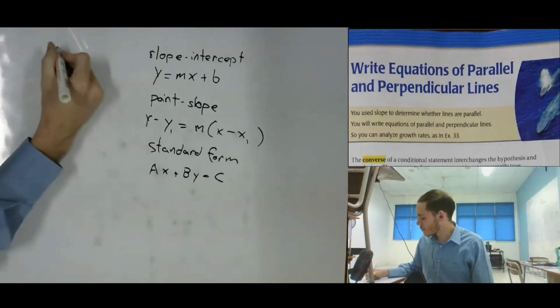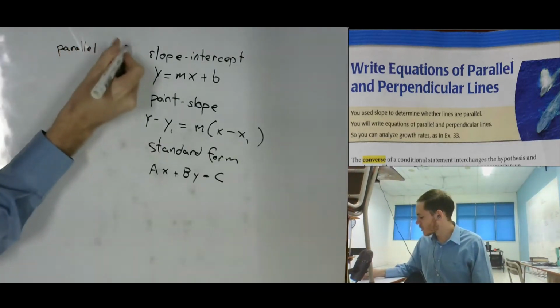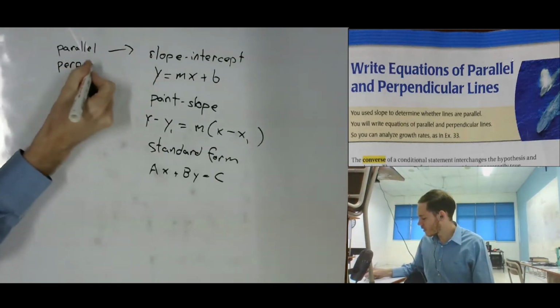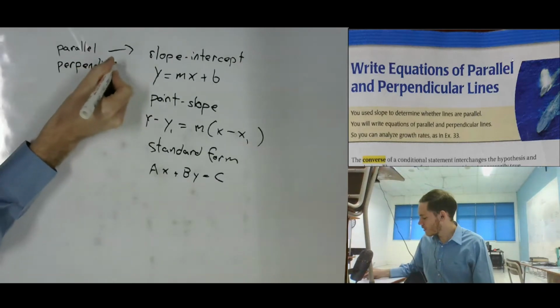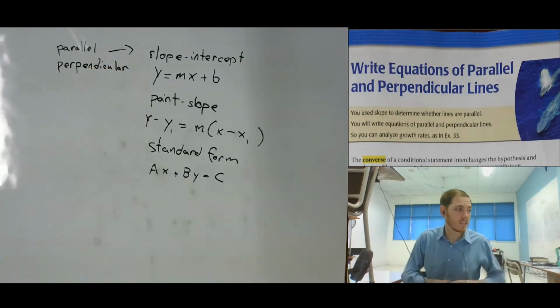For our parallel and perpendicular lines, you're going to put it into slope-intercept form, okay? That will just be the easiest way of writing it. So slope-intercept is what you will be covering, okay?